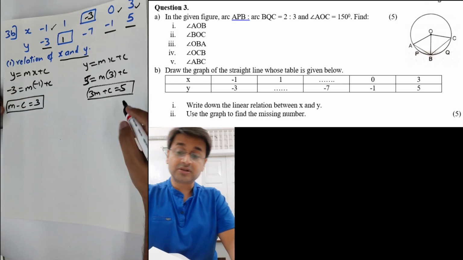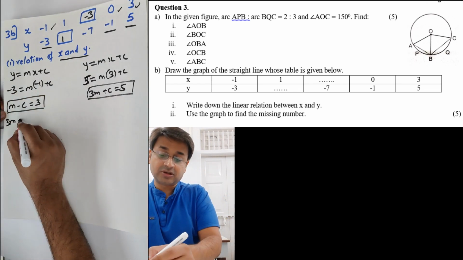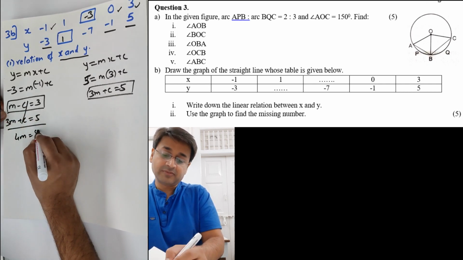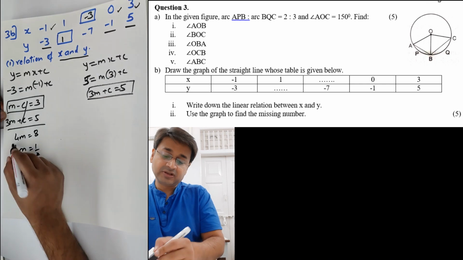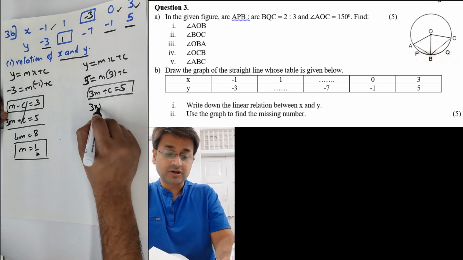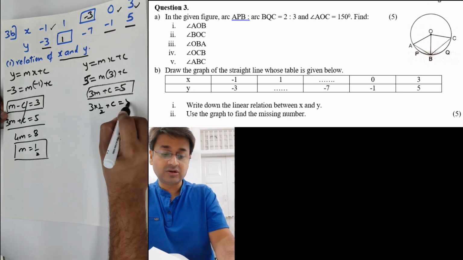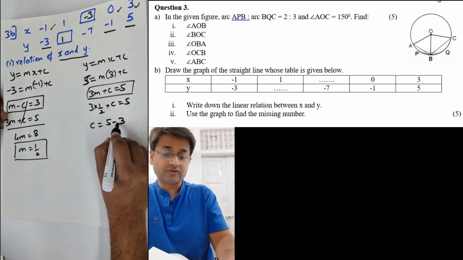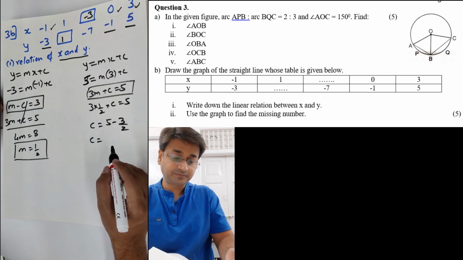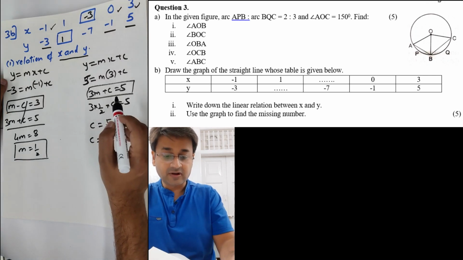Take the two equations simultaneously. So 3m plus c equals 5, c gets cancelled, 4m is equal to 8, so m is equal to half. Substitute this back over here. So 3 into half plus c equals 5. So c is equal to 5 minus 3 by 2. So 5 2s are 10 minus 3. One minute. Have I messed up something?